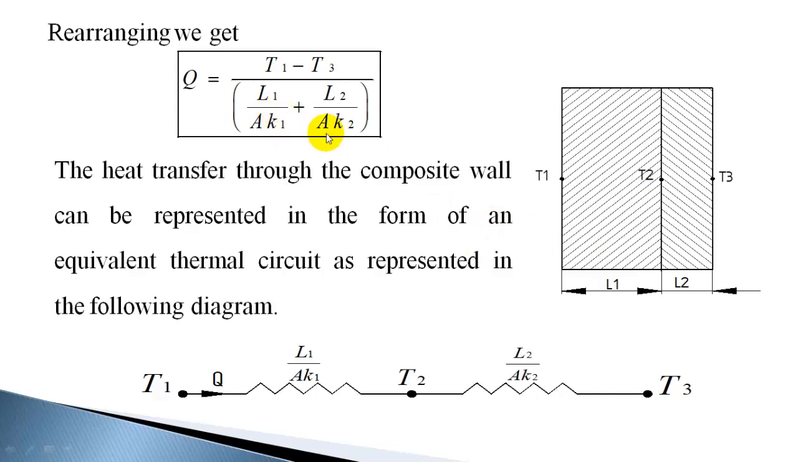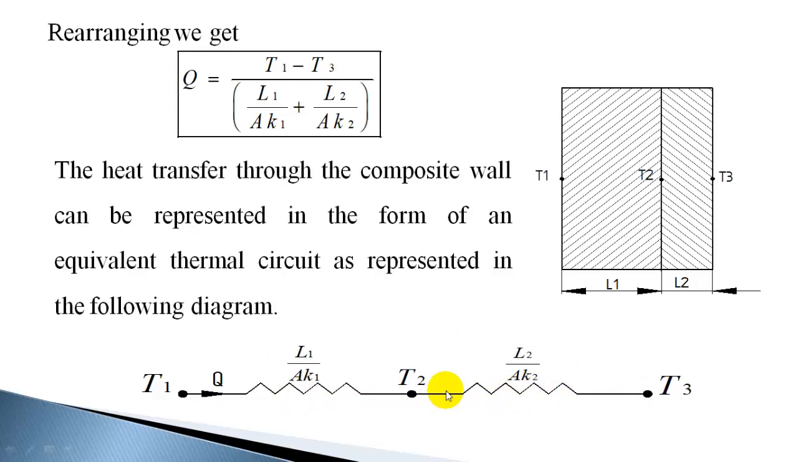Now this can be represented in the form of an electrical circuit. So this is a thermal circuit. T1, T2, in between the resistance is L1 by AK1, and T2 and T3, in between the resistance for conduction is L2 by AK2. So you can find out the heat flowing through this, Q, as either T1 minus T2 divided by resistance between that, or T2 minus T3 divided by resistance between that, or T1 minus T3 divided by summation of the resistance.